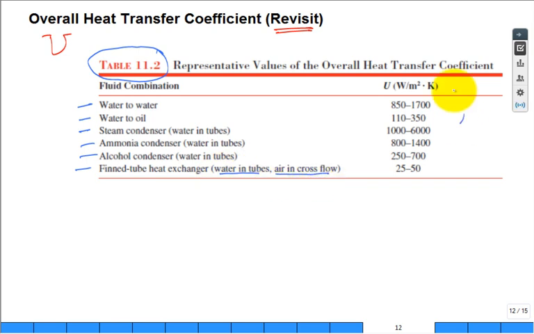Of all of these cases listed in this table, which one has the lowest overall heat transfer coefficient? Which one has the lowest U? Yeah, the last one, the bottom one, where I have air in crossflow and I have water inside of tubes. That's a very common application. Okay. Now, why is this the low of the low?